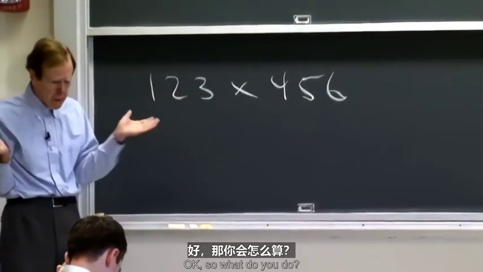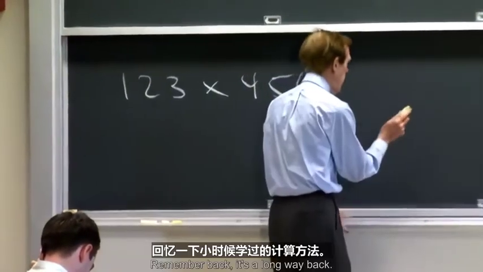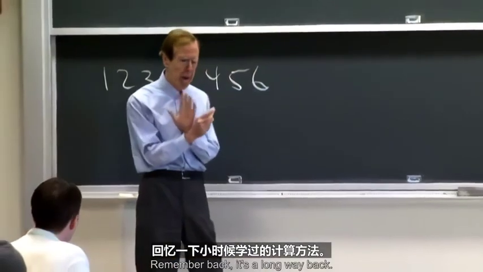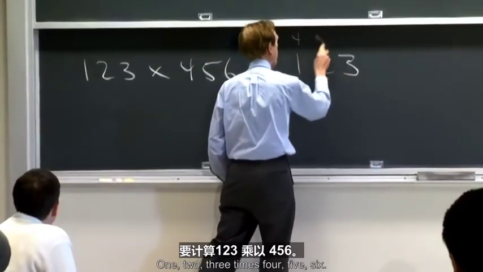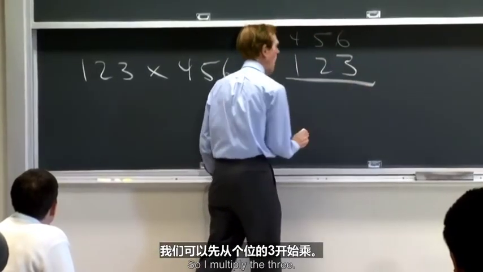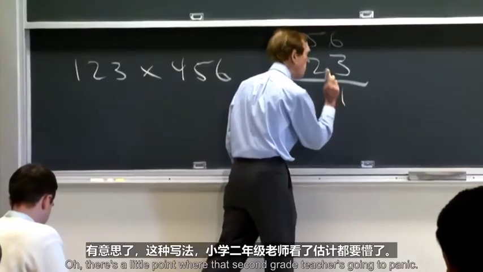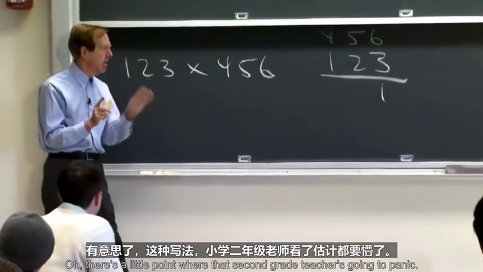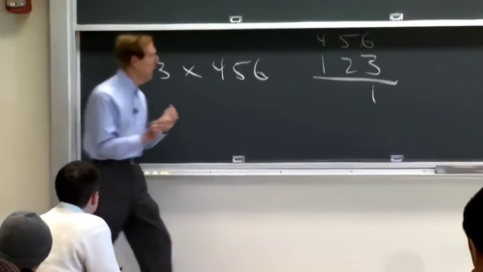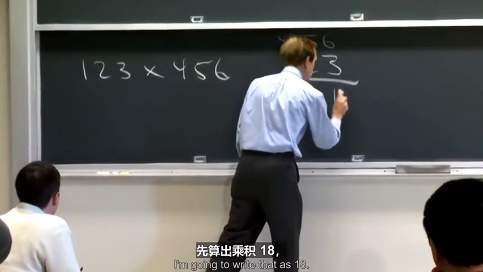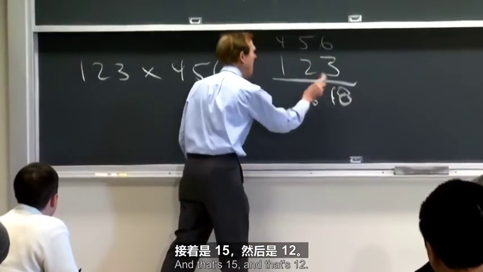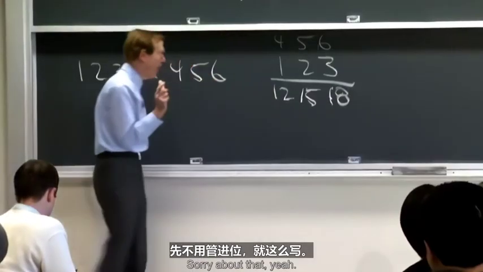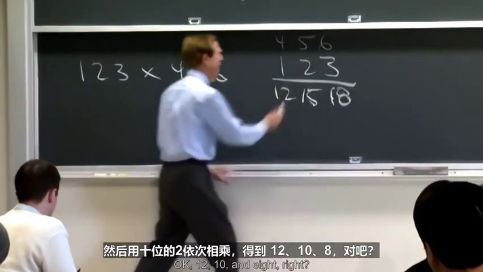Okay, so what do we do? Remember back, right? It's a long way back, but we can do this. 1, 2, 3 times 4, 5, 6. So I multiply the 3. Oh, there's a little point where that 2nd grade teacher is going to panic. I'm going to write that as 18. And that's 50, and that's 12. Sorry about that.